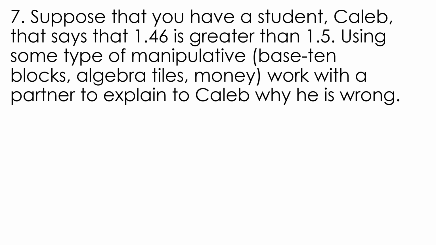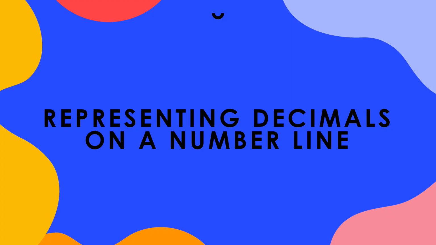All right, so many answers are possible here. I would probably use base 10 blocks or money. If I was using base 10 blocks, then you would pull out your flats, your rods, your ones, and you would be able to show Caleb that having 5/10 is more than 46 hundredths. So that's probably what I would do. But many answers are possible there.